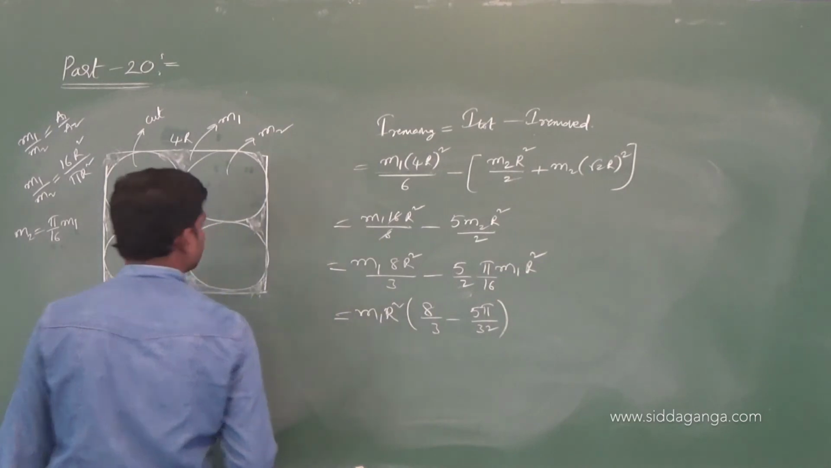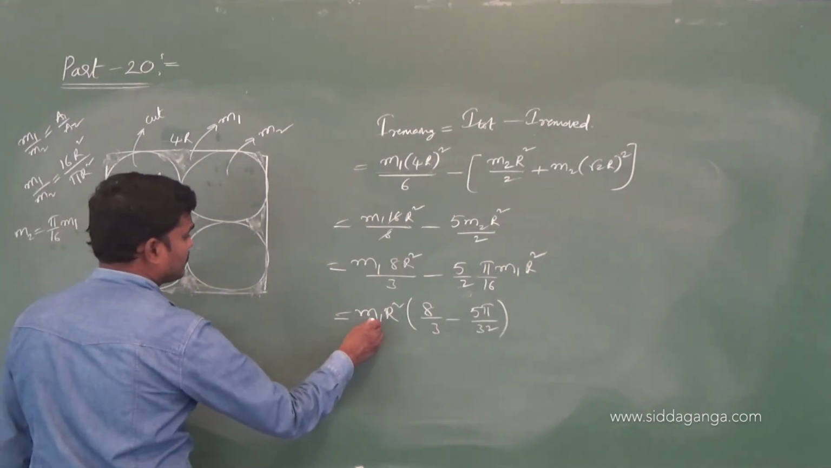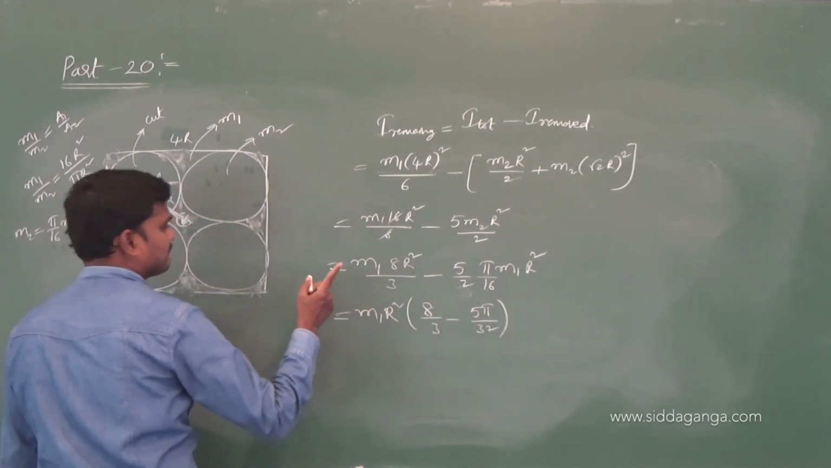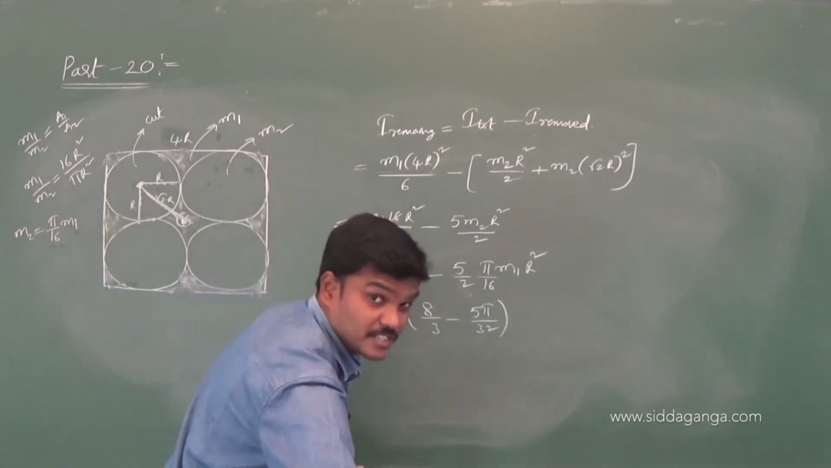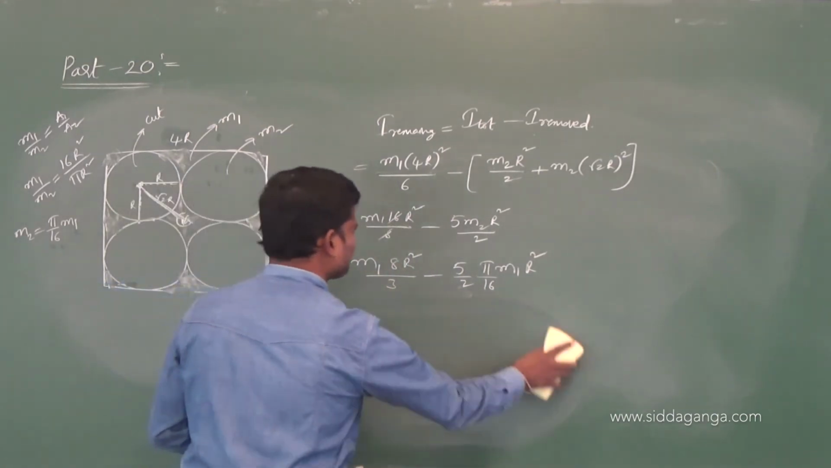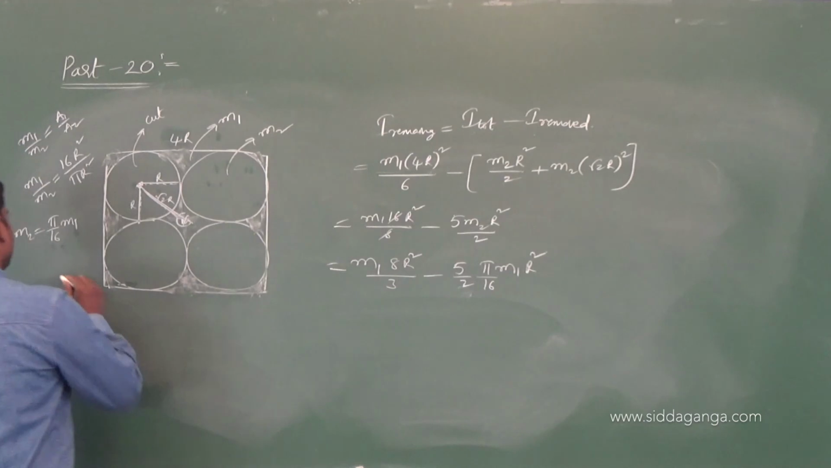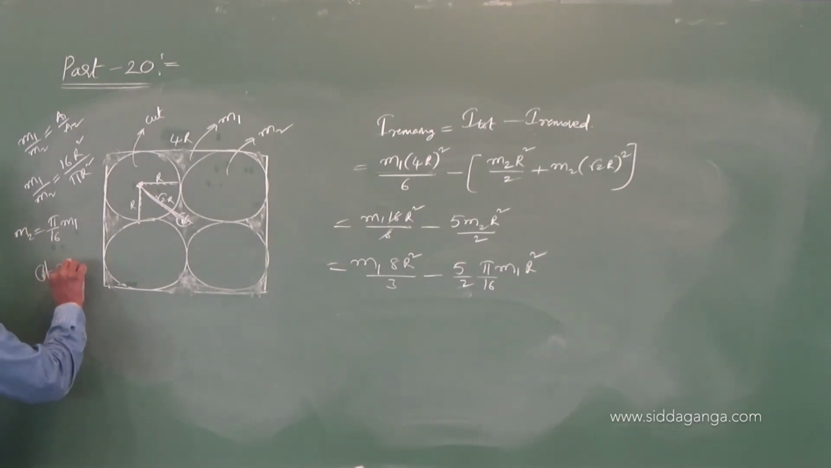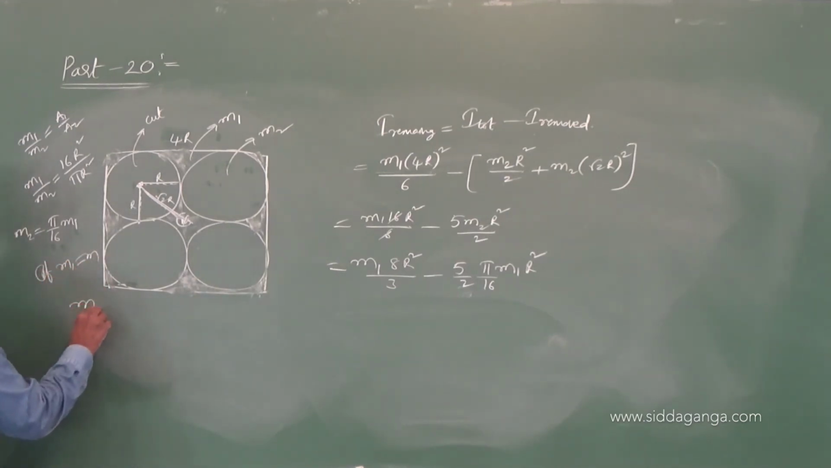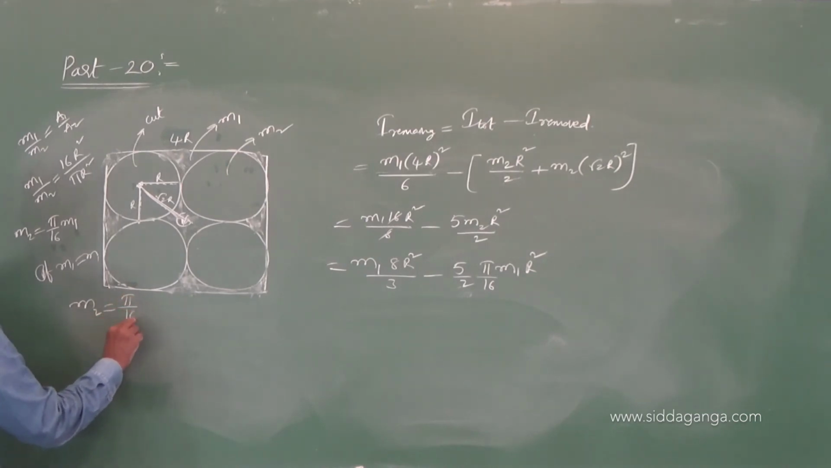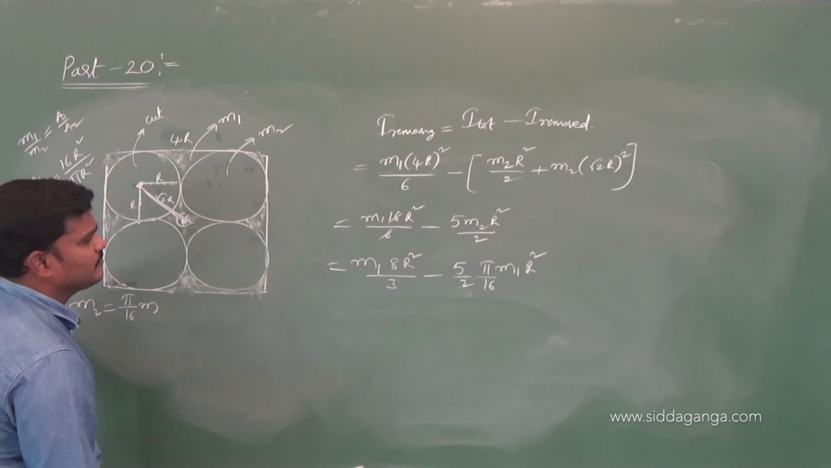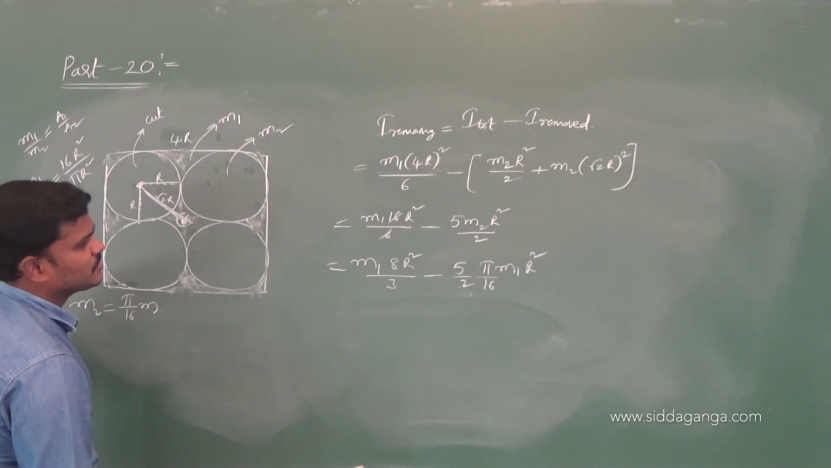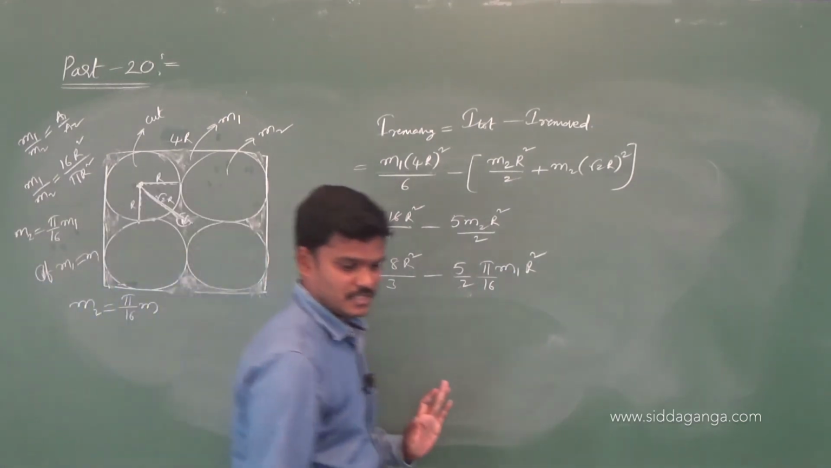Okay, so this is in m1. Let me do these calculations. Okay, this is the correct answer. Let us suppose m1 is m, what is m2, pi by 16 m. m1 is m, so I am getting in terms of m2. Check the value once again.